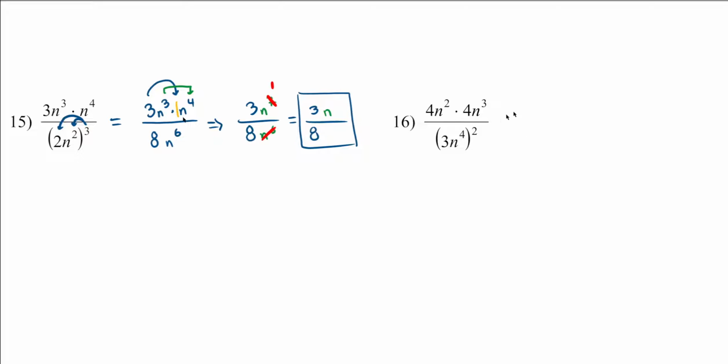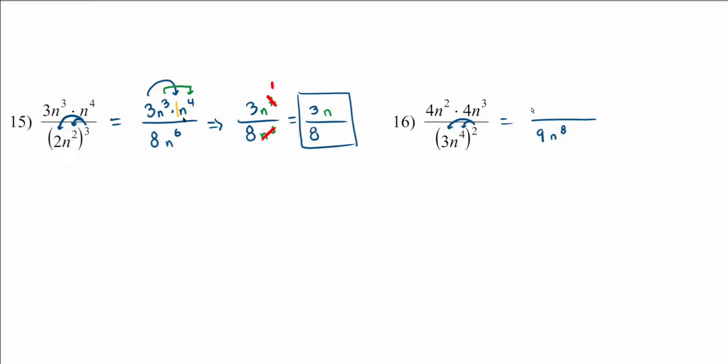Next one. Much like the last one here, I can't really simplify the inside of this parentheses, so I'm just going to skip the first step and go to the second step. Distribute the power. 3 squared is 9, and 4 times 2 is 8, so n to the 8th. Remember, distributing the power to the coefficient means raising it. Distributing the power to the exponent just means multiplying it.